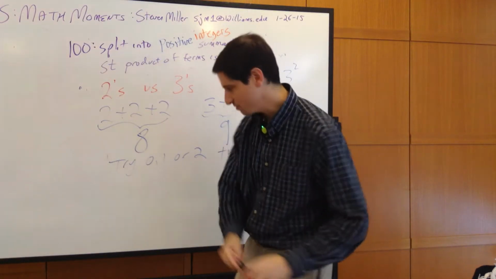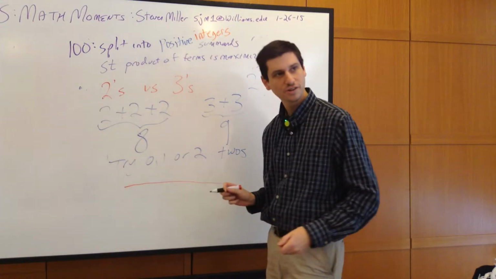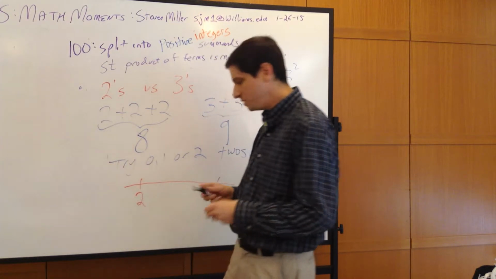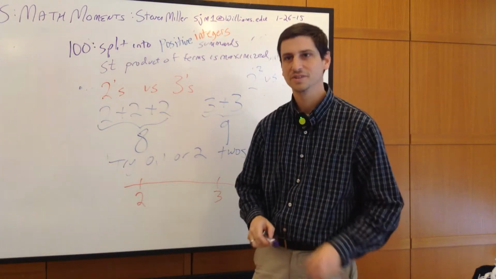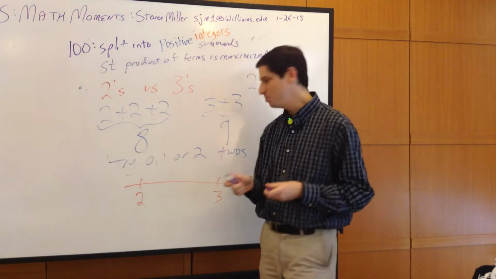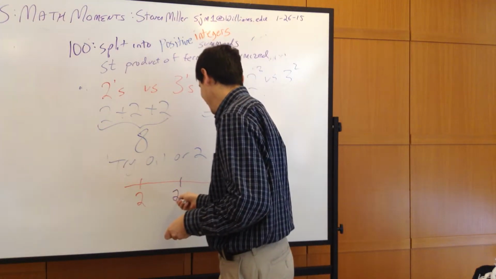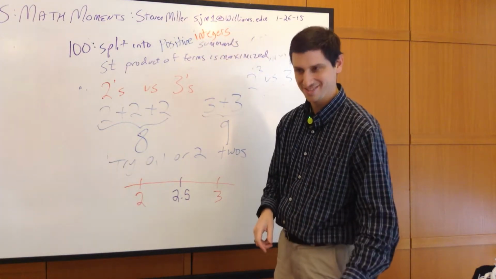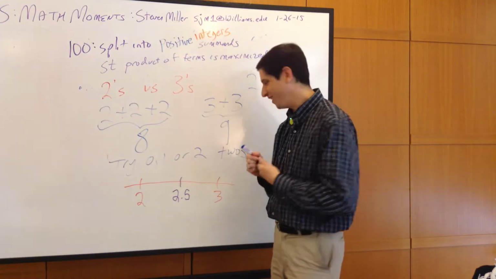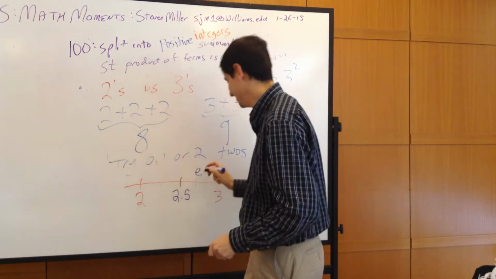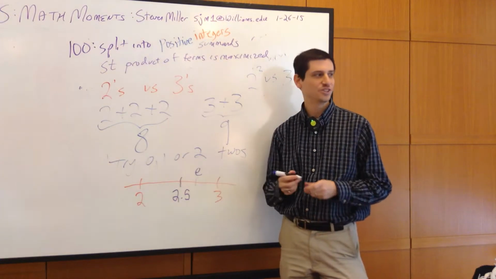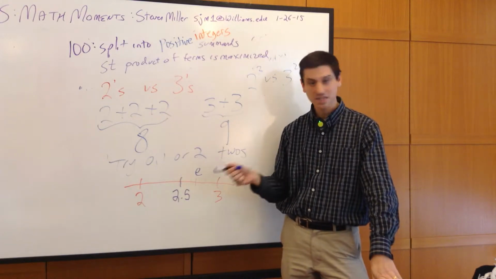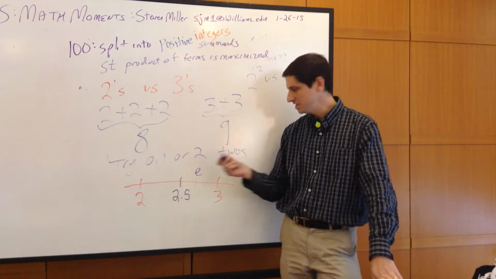So here is the surprising fact. Here's 2. Here's 3. Somebody give me a number between 2 and 3. Come on, give me 2.5. Now give me another number between 2 and 3. No. Now I want e. E is closer to 3 than it is to 2. That's why we end up with more 3's than 2's. The explanation is that e is closer to 3 than 2, that e is larger than 2.5.